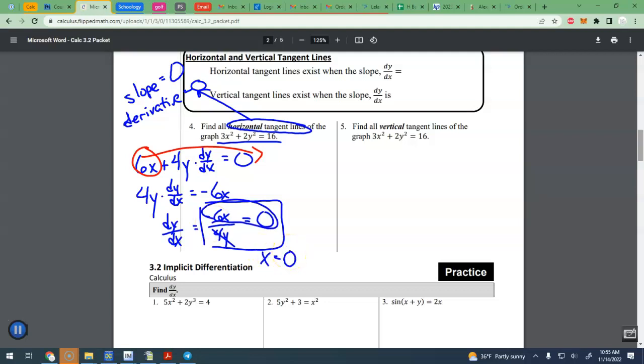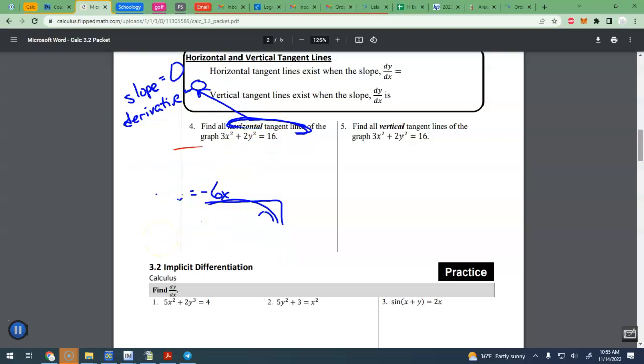You feel really good about yourself, like you did something. But then you realize horizontal tangent lines don't look like x equals something. What's the equation of a horizontal line? y equals something. So I've gotten an important part of the problem done, but not all of it. If I know x equals 0, can I find the y value that goes with that?